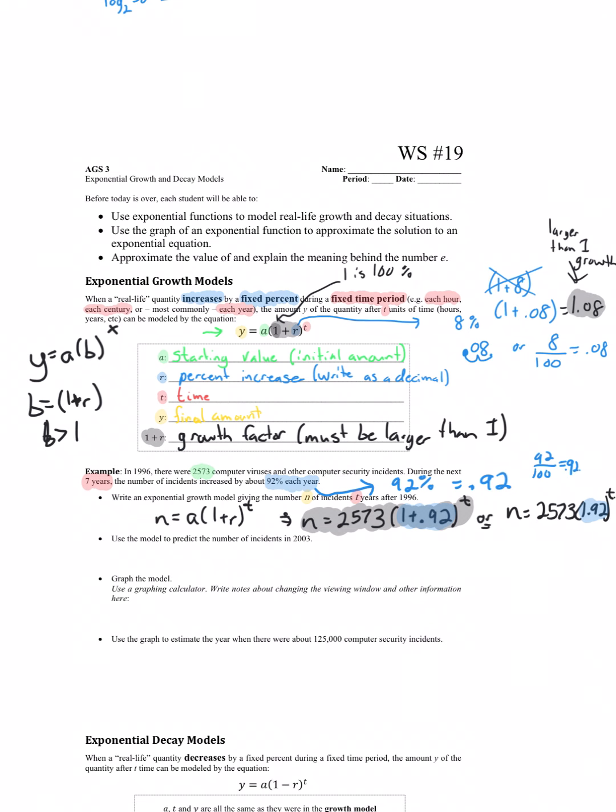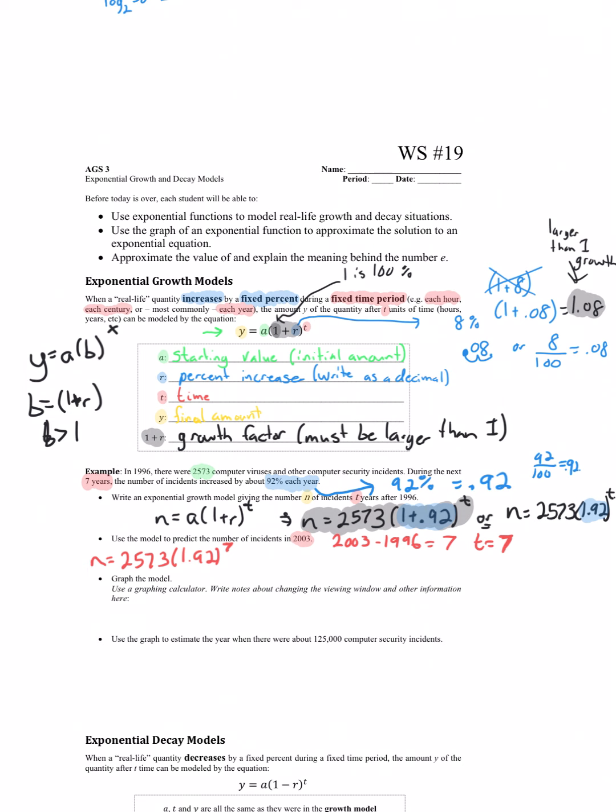Now, it says down here, use the model to predict the number of incidents in 2003. And remember, it says the number of incidents is t years after 1996. So technically, you'd say we're going to go from 2003 back to 1996. So we get 7. So the t value represents 7. Okay. So basically, all we're doing for this part of the problem is we can say, let's start with 2,573 incidents, and we're going to say times 1.92 to the 7th power.